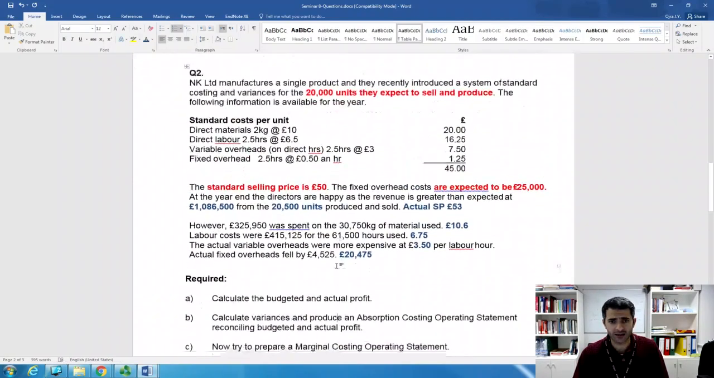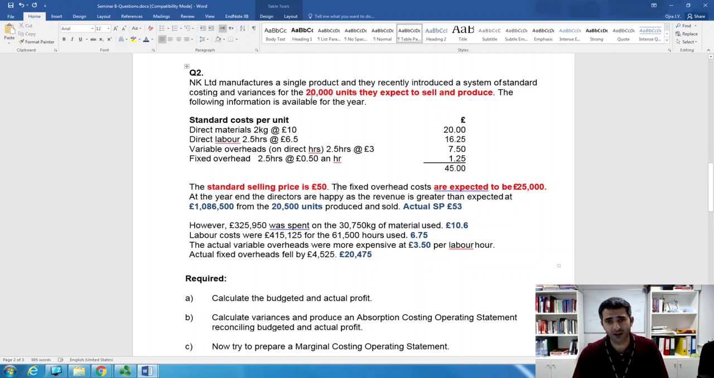So if you look here, the budgeted profit is very simple. It's the budgeted selling price minus the total cost per unit. Very simple, isn't it? So 50 minus 45 is £5.